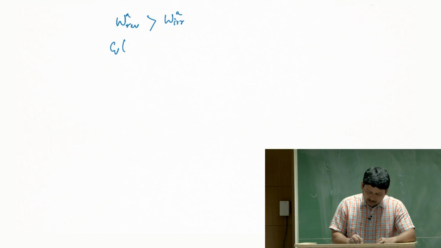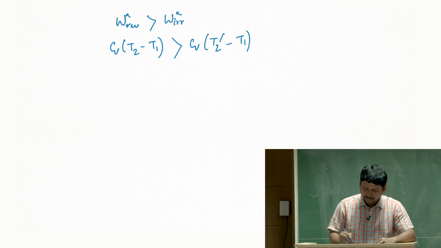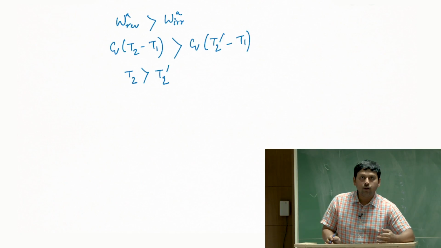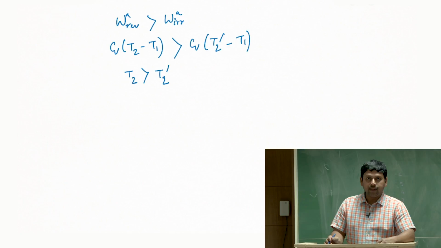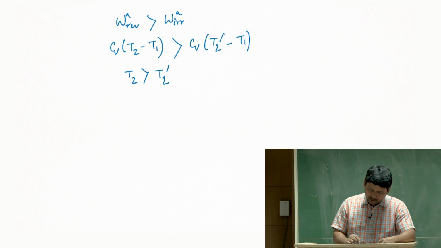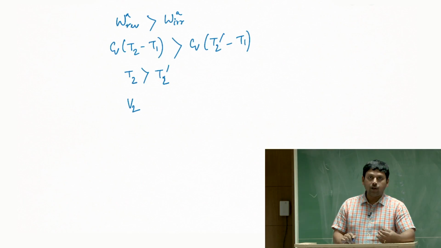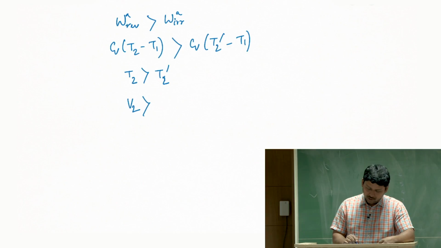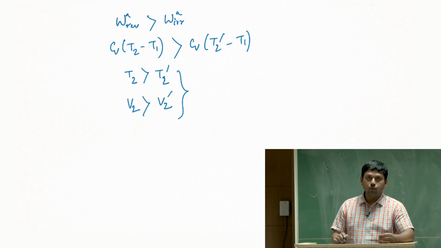And we know Cv (T2 minus T1) will be greater than Cv (T2 prime minus T1), which means T2 will be greater than T2 prime. So, the temperature will be lowered more in the irreversible adiabatic process, and therefore we can say that the final volume V2 obtained in a reversible process will be larger, because we know that V is proportional to T, since PV equal to nRT. So, V is proportional to T. When the pressure is constant, V2 will be more than V2 prime. So, the final volume will be more in a reversible process than in an irreversible process.